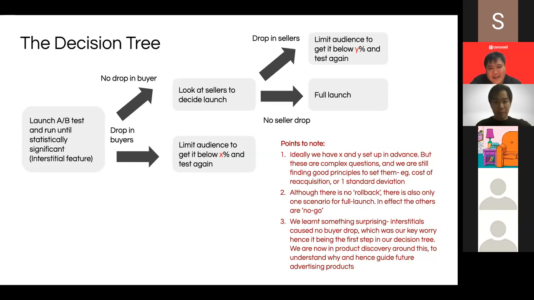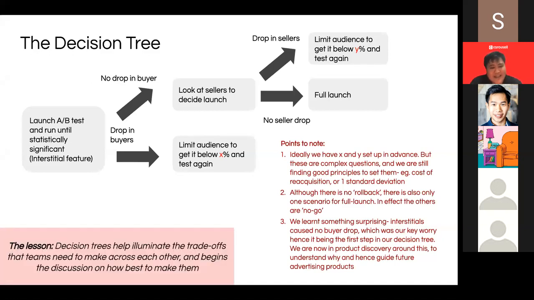The last thing is interesting. We learned something surprising here: interstitials actually cause no buyer drop. If you look at this decision tree, the buyer drop came first because we were most worried about that. We thought people open the app, see an evil ad that's in your face, and think, okay, I'll just quit. So that was surprising, and we put it there, but the results were surprising. We're now in product discovery to figure out why this happened.